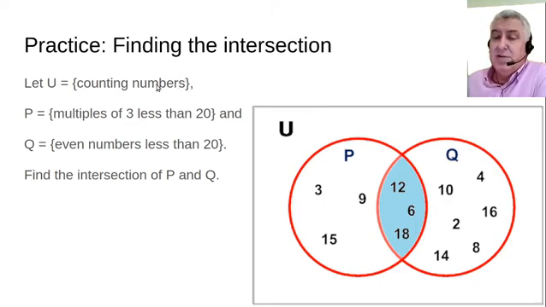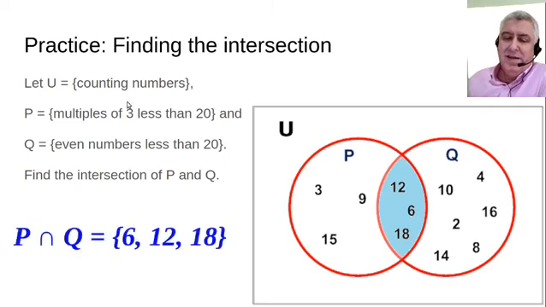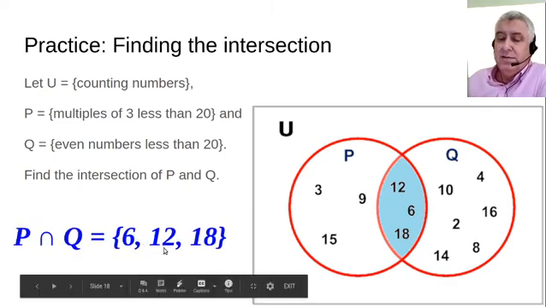You can type it out. Type the word intersection out if you want. If you know how to do this symbol, you can copy and paste it from my question, or you can find it using Unicode. Okay, so your answer should look like this. That's fairly straightforward. 6, 12, and 18 are in both. So the intersection of P and Q is the set 6, 12, 18.